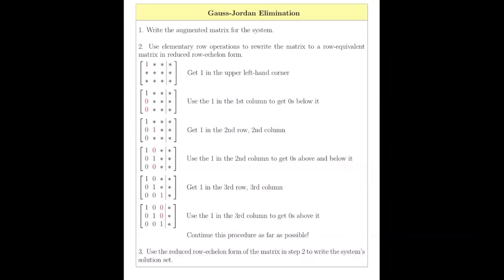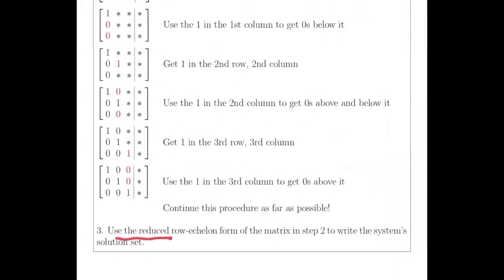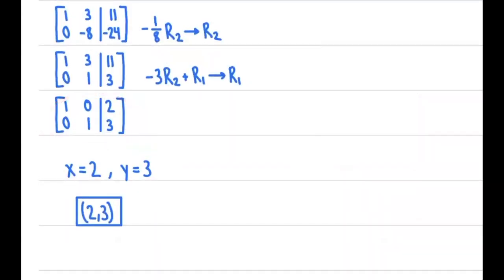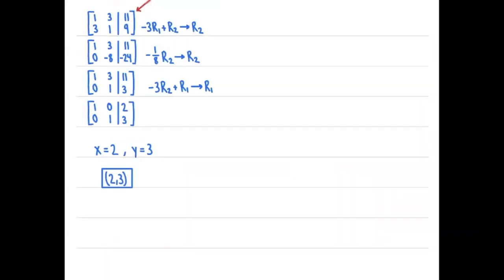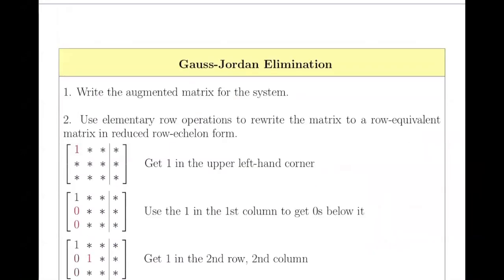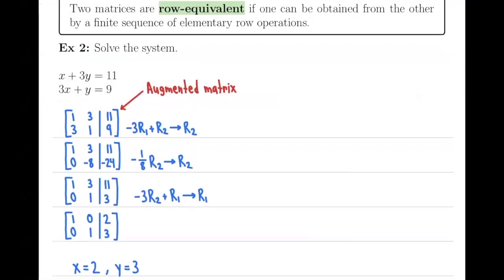And once you do that, then you use the reduced row echelon form of the matrix in step 2 to write the system's solution set. So like I said, once you're in reduced row echelon form, then you can pretty quickly see what the solution is going to be. Yeah, you just look at it. Okay, so that's Gauss-Jordan elimination. That's what we're going to use to solve the systems in the rest of this video, and that's what we've been using, for example, in example 2.